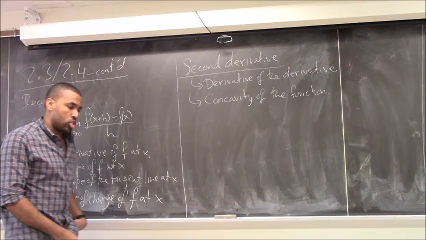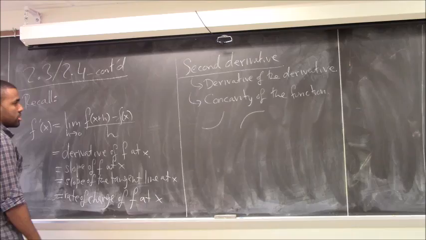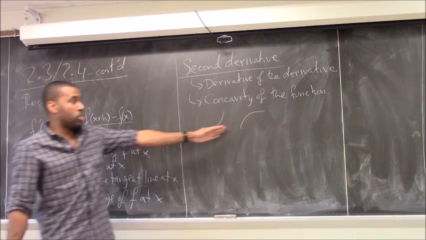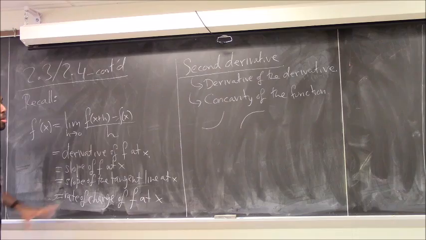So whether it's bulging in or bulging out, that can mean something different. This means it's increasing, but the rate at which it's increasing is actually increasing also. And this one is increasing, but the rate at which it's increasing is decreasing, right? So concavity can give you another dimension on top of this. And so that's the second derivative.